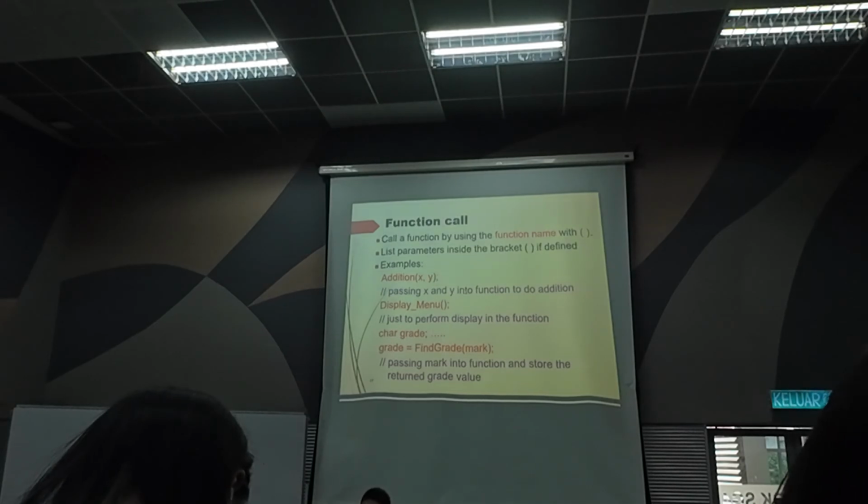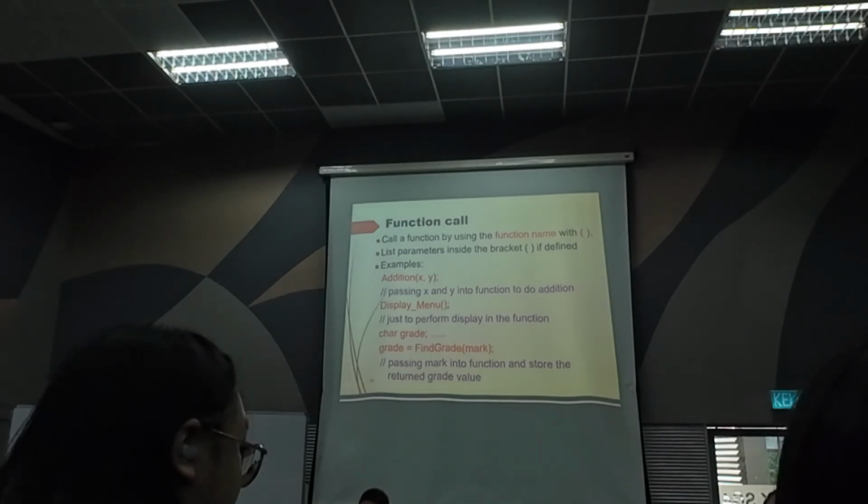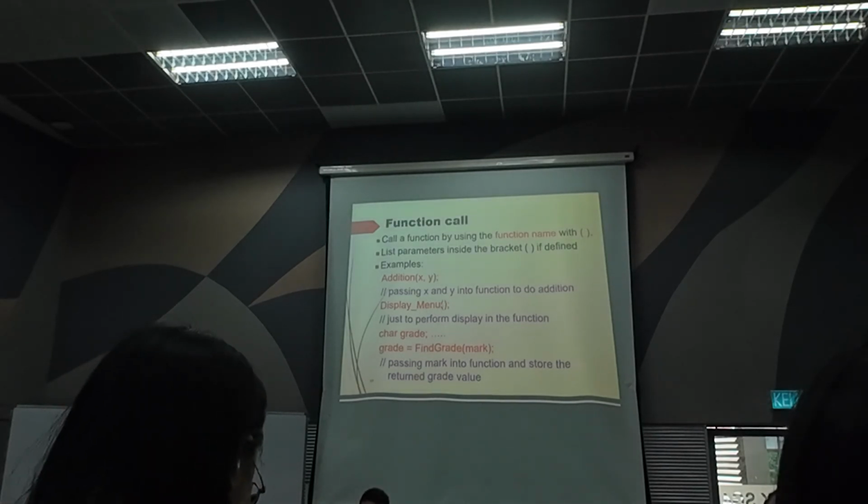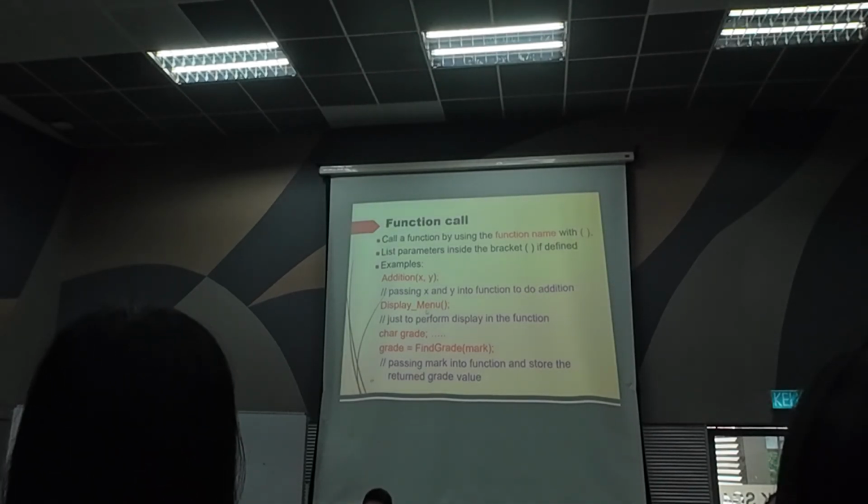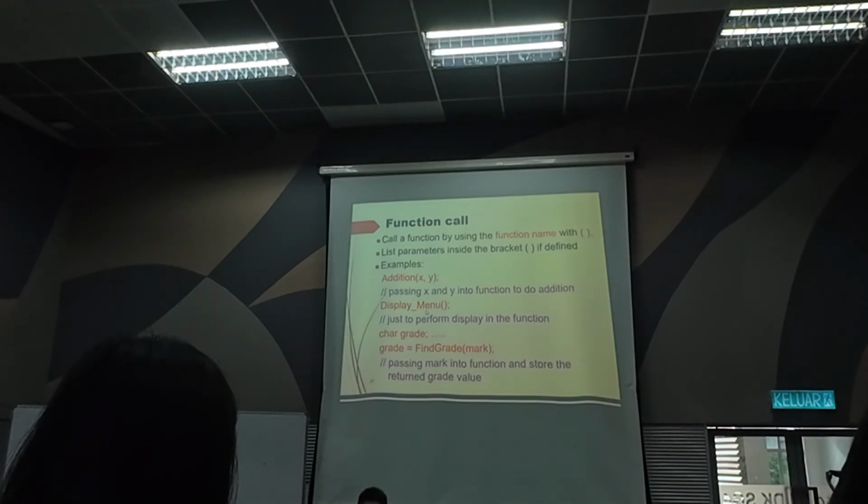Okay, function call I also already demonstrated just now. Call functions by using a function name with the braces and list the parameters inside the brackets. If you define, let's say, addition, you have these functions here and it accepts x and y. So it means passing x and y into the function to do addition. And then you have empty parameters here. It means that you just want to display the value. You don't put in any value. Alright.